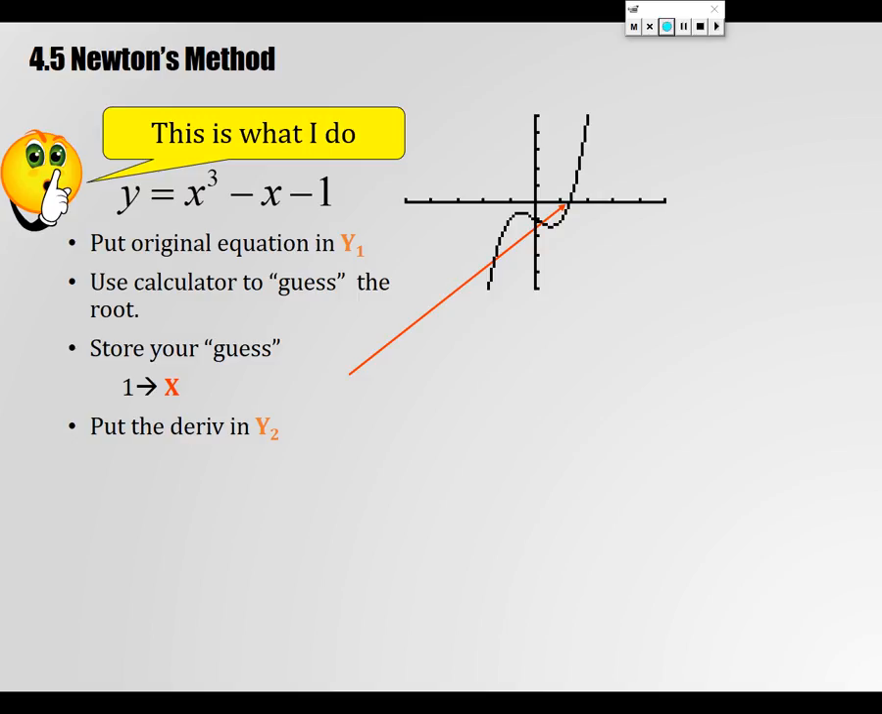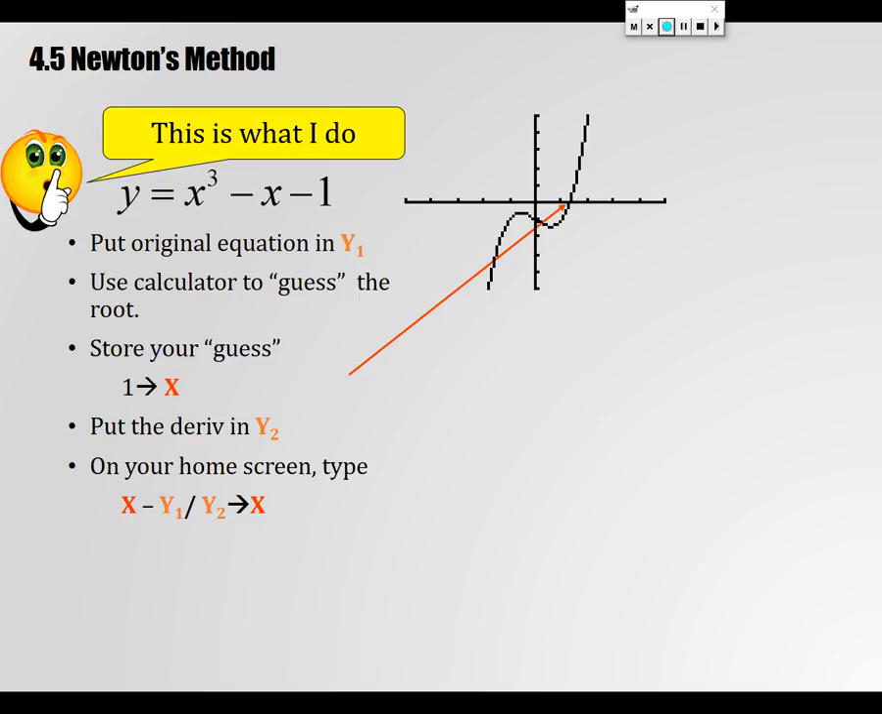Alright, so does everyone have in y1 the original equation, in y2 the derivative, and on the home screen you've typed in 1 store x, press enter? Wait, where's store again? Store is above the on key. Now on your home screen, type in x minus y1 divided by y2, store in x, all in one line.